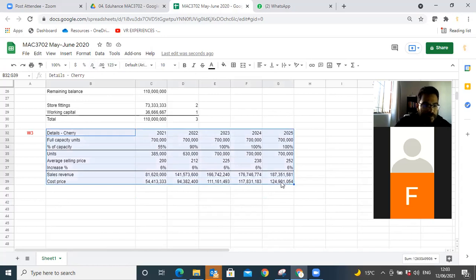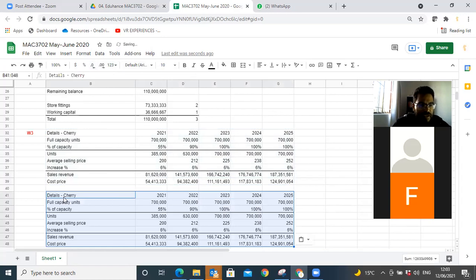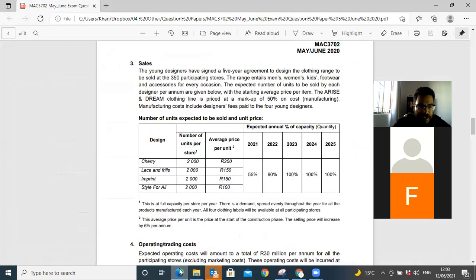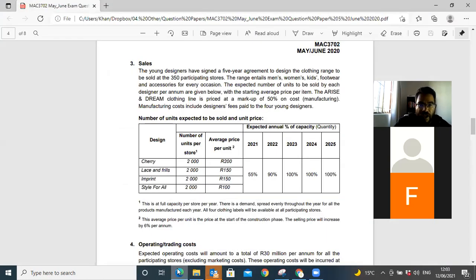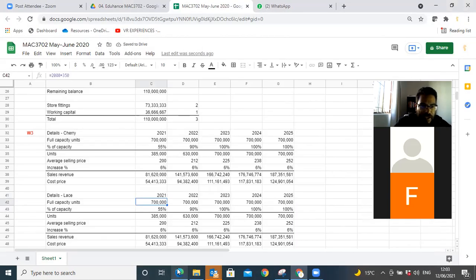Who's the next one? Who was the next person? Cherry, and then it was Lace. The units remain the same because they all had 2,000 units and they all have the same expected capacity. It's just their pricing that changes. Lace's pricing is 150. So all I'm going to do is change the 150 and then everything will fix itself.